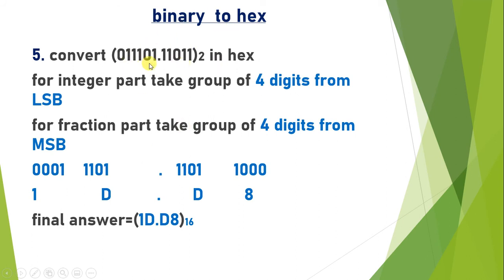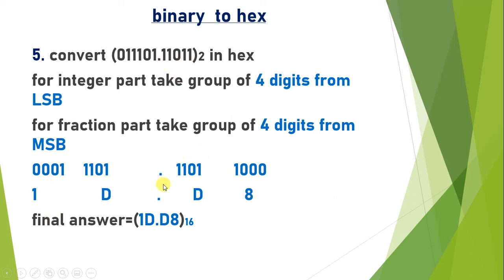This is a mixed binary number, with an integer as well as a fraction part. For the integer part, we start the grouping from LSB to MSB, and for the fraction part, we start the grouping from MSB to LSB. So the first group is 1101, that is equal to D, and then 0001, where we add 2 zeros, that is equal to 1.